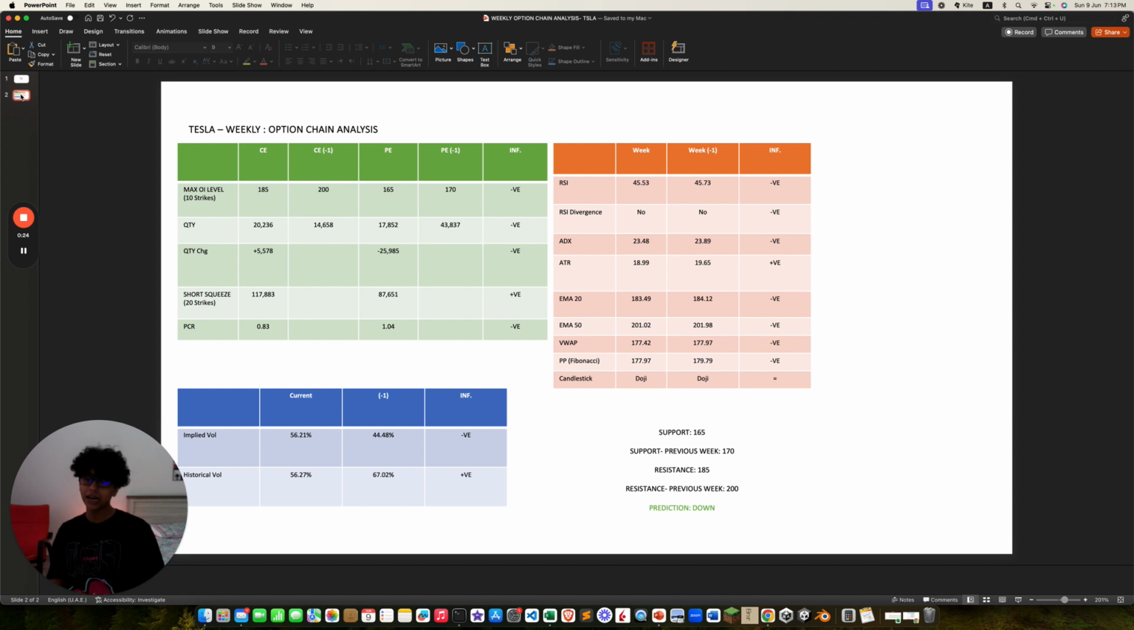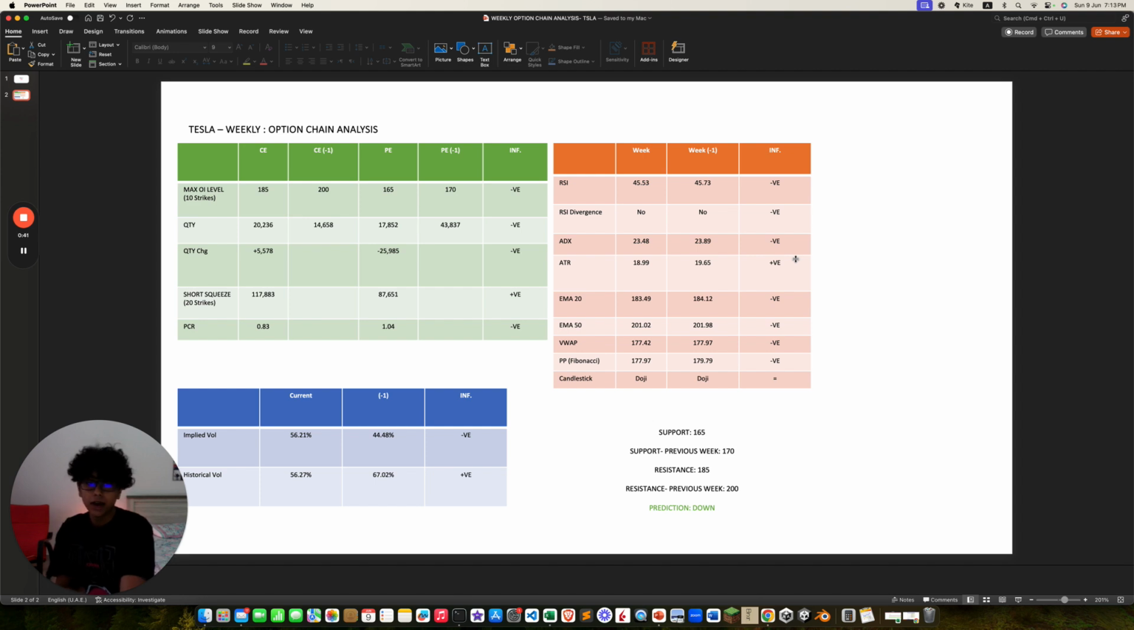Implied volatility is higher. Historical volatility has gone lower, so that's a negative and a positive respectively. RSI is lower, that's negative. No divergence, that's still negative. Both ADX went down, so that's negative. ATR went down, so that's positive.